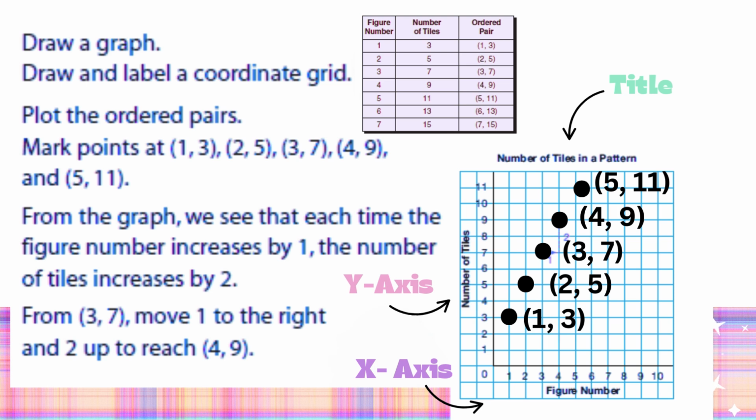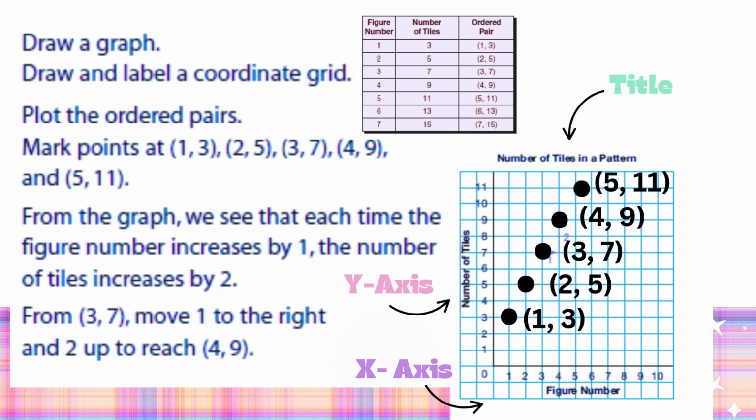Now, to draw and label a coordinate graph, we need to make sure that we do certain things. We must label the x-axis. In this case, we will label it figure number. We also must label the y-axis. In this example, we will label it as number of tiles. And the third thing we have to make sure is that we give the graph a title. We will call this one number of tiles in a pattern.